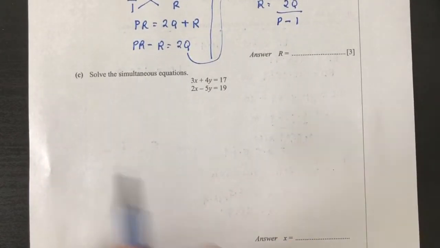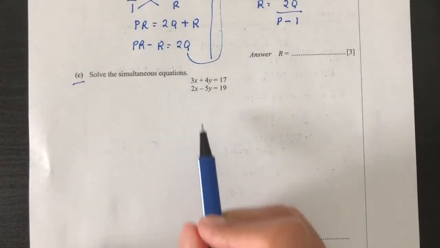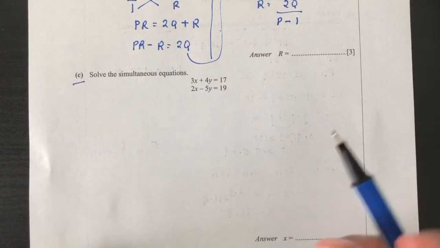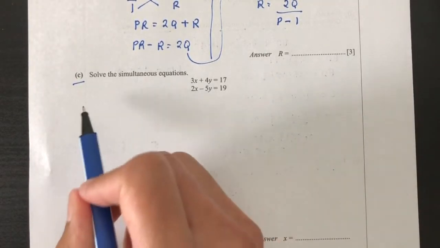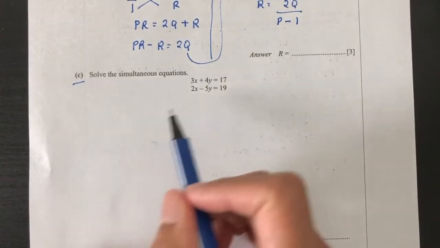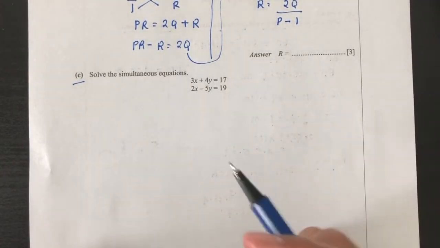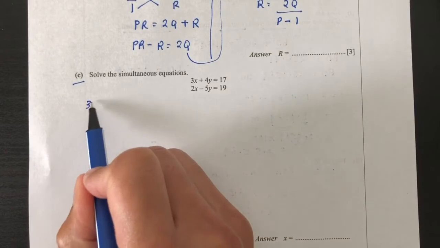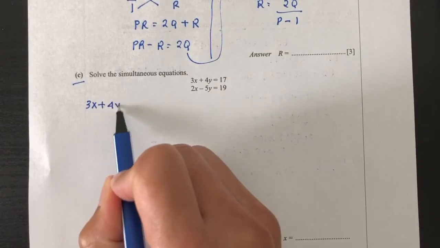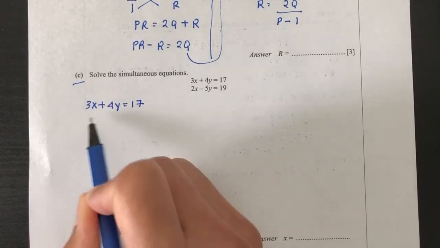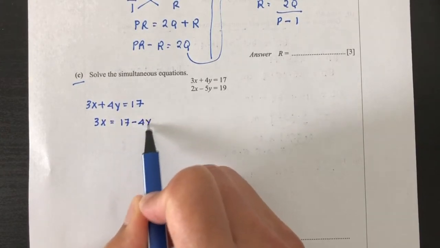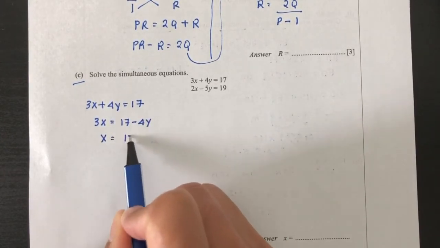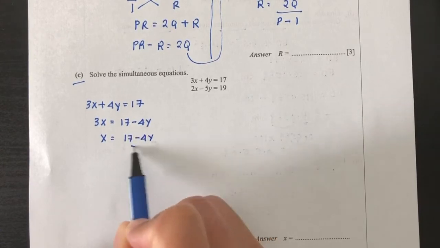Now for part 3, part C, we have to solve a simultaneous equation. So you have two methods. One is elimination and one is substitution. I like to do it by substitution, but you can also do it by elimination if you want to. Now, 3x plus 4y equal to 17. Now, 3x is equal to 17 minus 4y. x will be 17 minus 4y divided by 3.